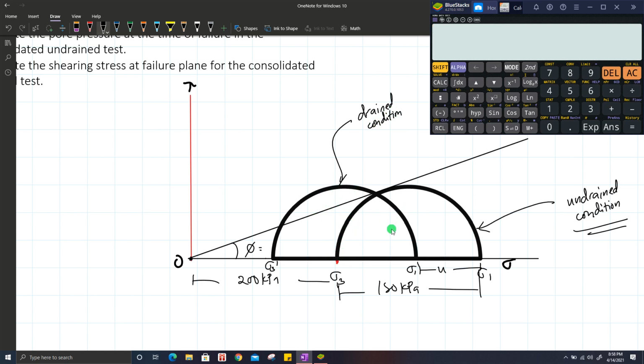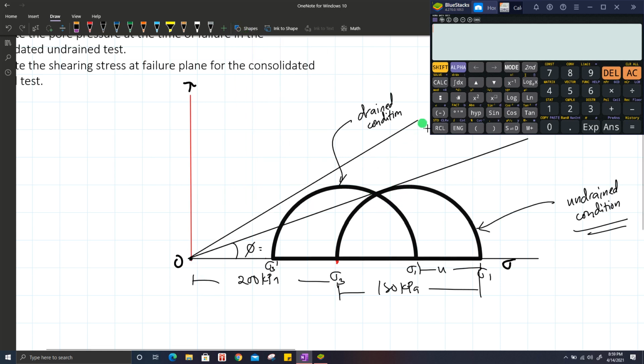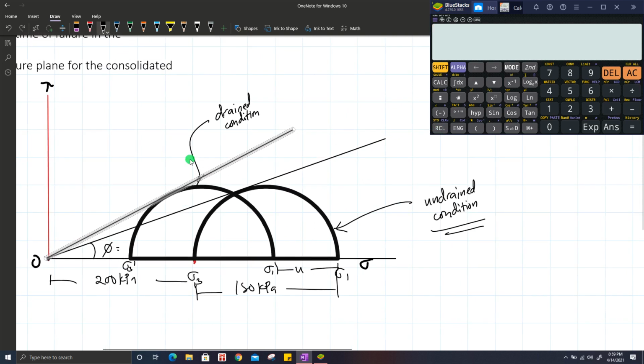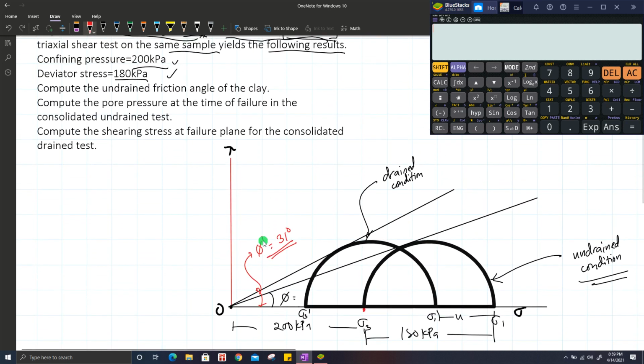So nangyari class ay gawa ulit tayo ng failure envelope para naman dito sa drained condition. So yung angle na mako-form nun ay yun na yung ating phi prime para sa drained condition, yung angle of internal friction, which is 31 degrees. Okay? So iba yung sa drained, iba yung sa undrained.